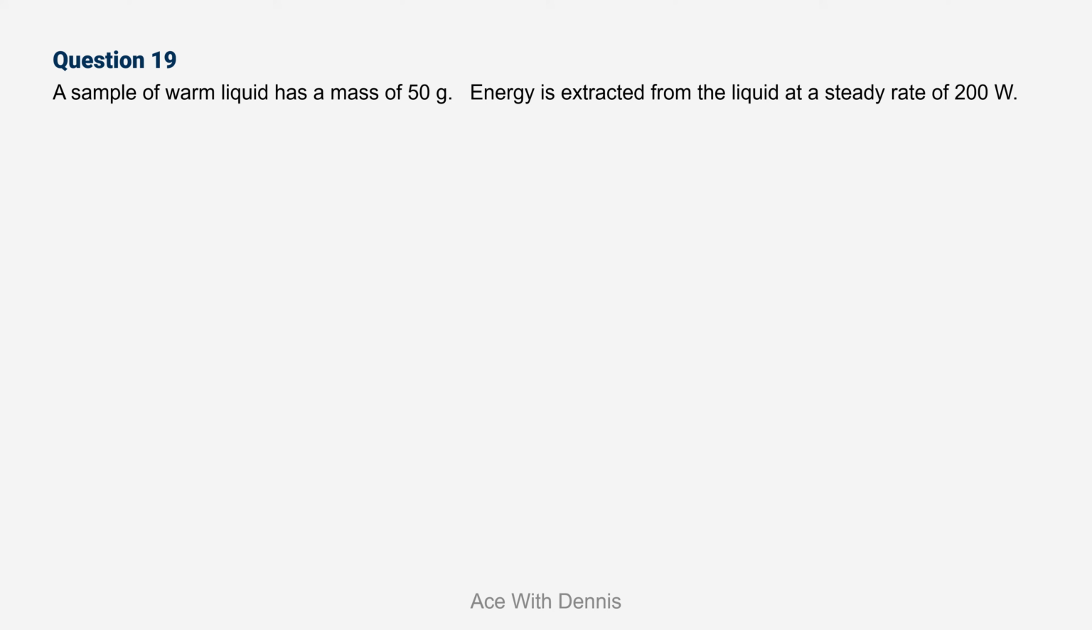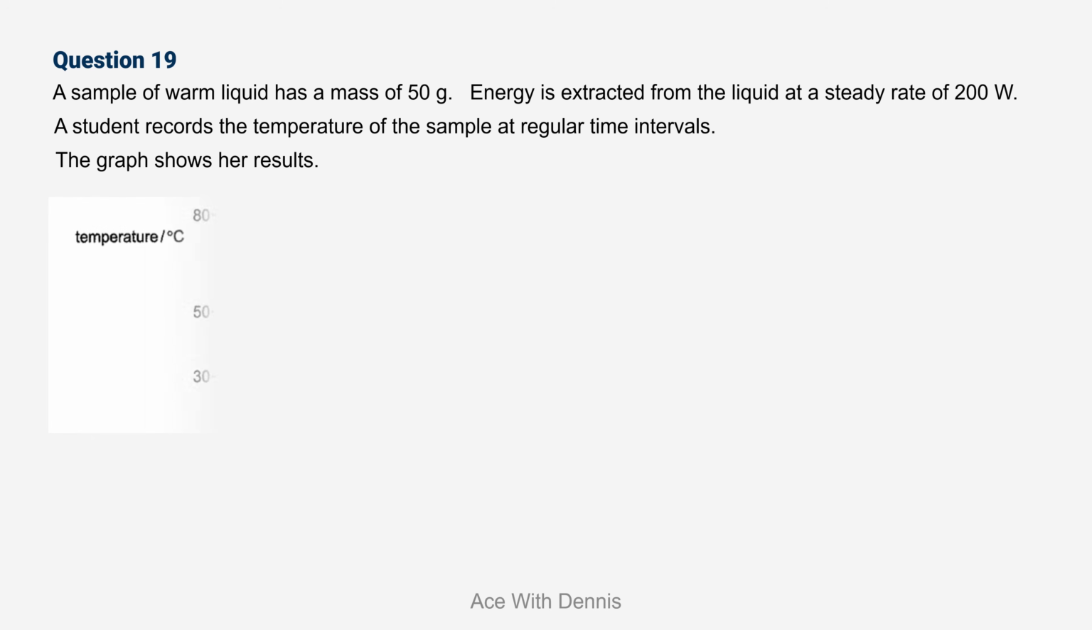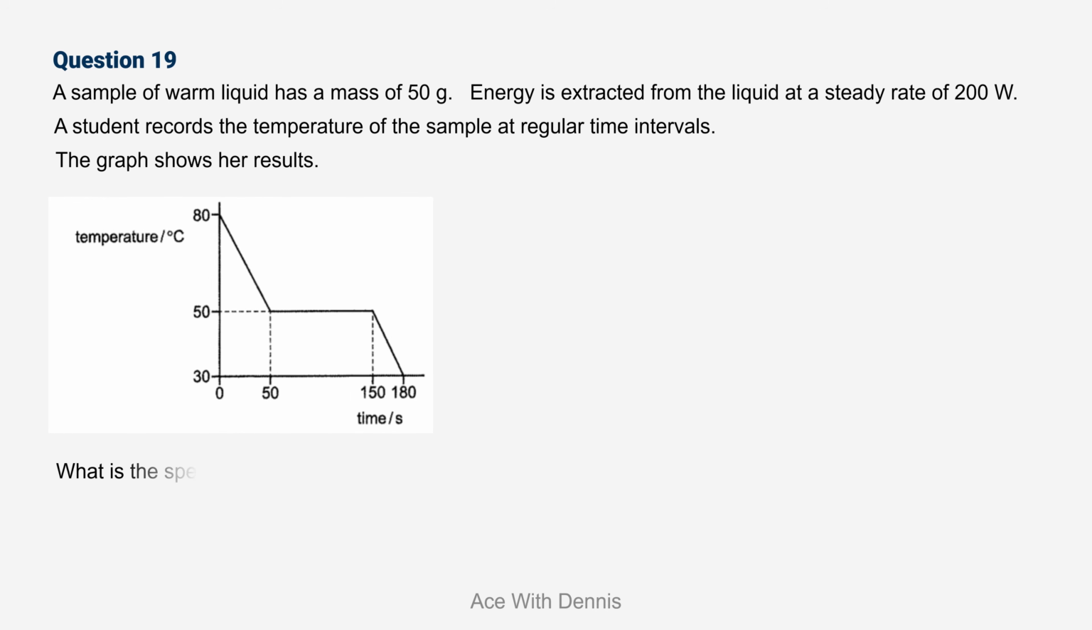Next, question 19. A sample of warm liquid has a mass of 50 grams. Energy is extracted from the liquid at a steady rate of 200 watts. A student records the temperature of the sample at regular time intervals. The graph shows her results. What is the specific latent heat of fusion of the sample?